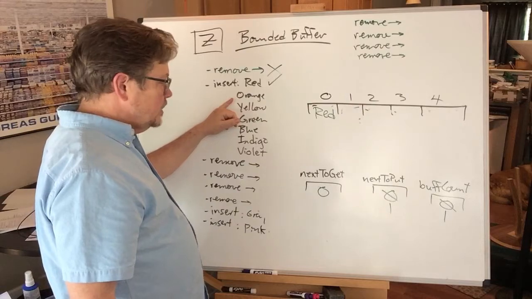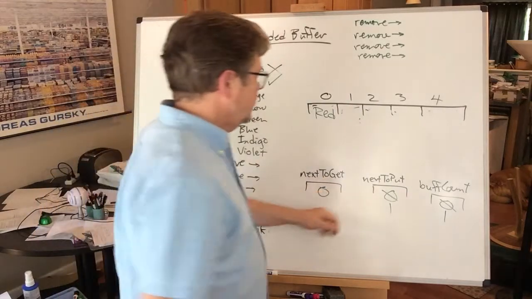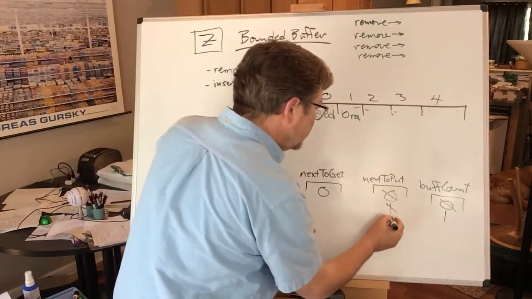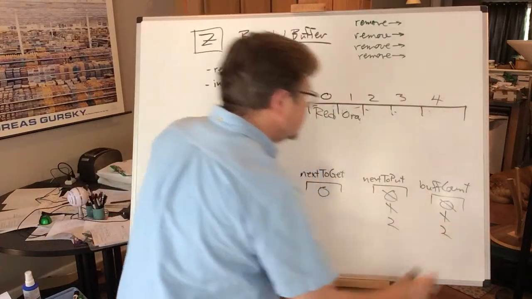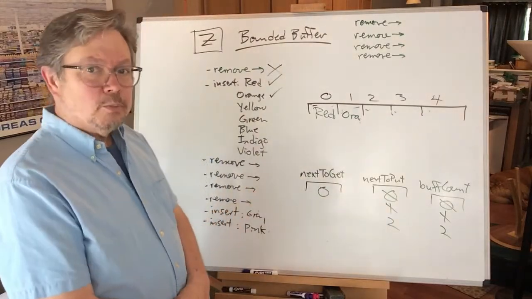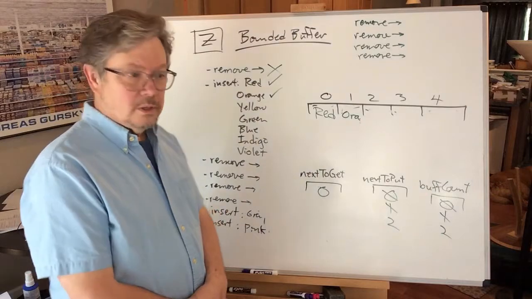Where do you go, orange? You go in next to put. Orange. Check. I need to bump up next to put. It's now up to 2. The buff count is now up to 2 because there are 2 things in there. It looks like these are always going to be equal, but I'll spoiler alert, they're not. They're not always going to be equal.